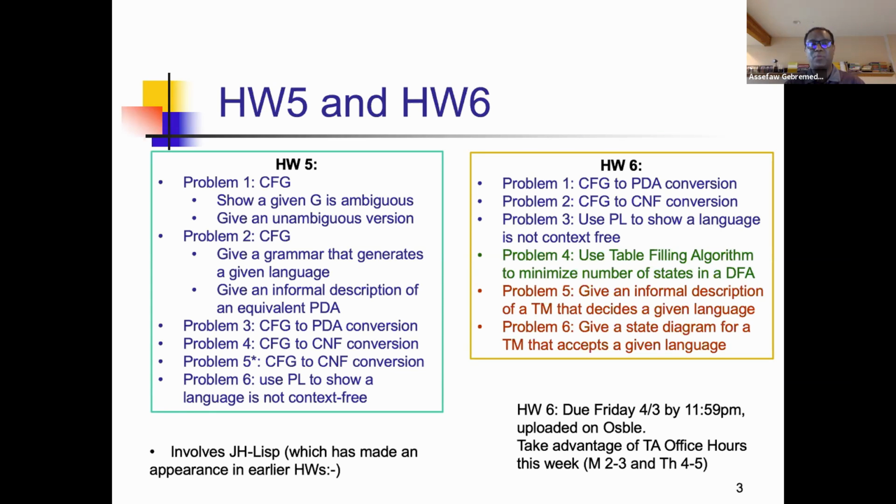version. The second problem had to do with generating a grammar for a given language and to give an informal description of a push-down automata. And the third problem was about converting a context-free grammar into a PDA, and there were 2 problems on converting to CNF form, the Chomsky normal form, and the last one had to do with using the pumping lemma to show that a given language is not context-free.